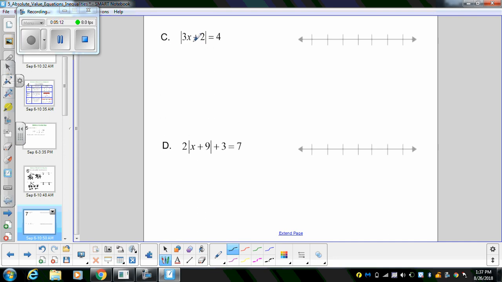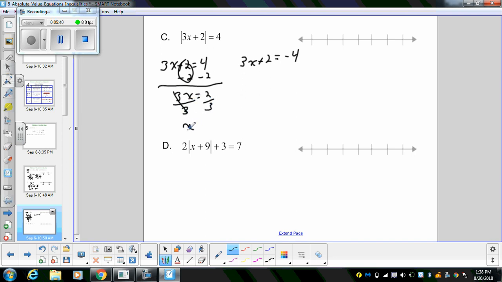So again, I'm going to form both equations. So I got 3x plus 2 will equal positive 4, and 3x plus 2 will equal negative 4. And then we're going to solve each equation, right? So now I got to get rid of my constant, so I'm going to subtract 2. So we get 3x is equal to positive 2, and then divide by my coefficient. Right? 2/3 is actually a reduced fraction, so I cannot go any further.